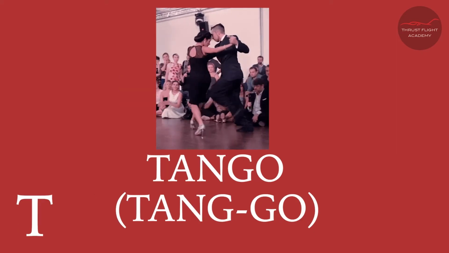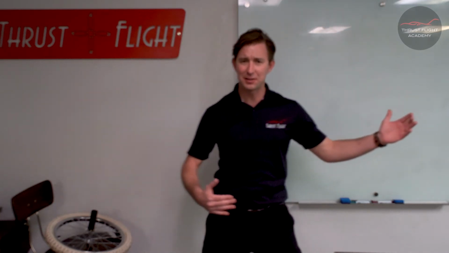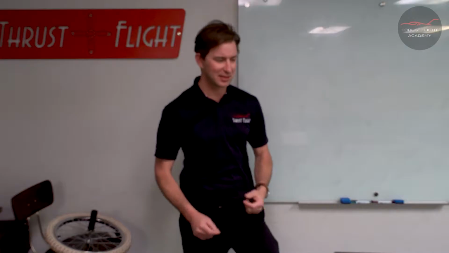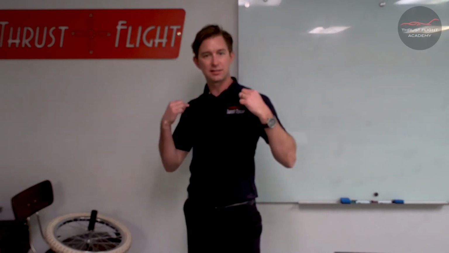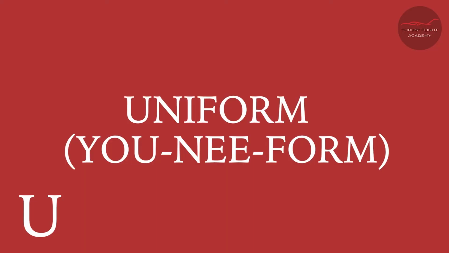All right, T, we're gonna go T for Tango. Tango as in I'm going to tango around, you know. I don't have a rose here, but it's the best I can do on such short notice. Uniform, as in this lovely, outstanding uniform that I have on here with Thrust Flight.